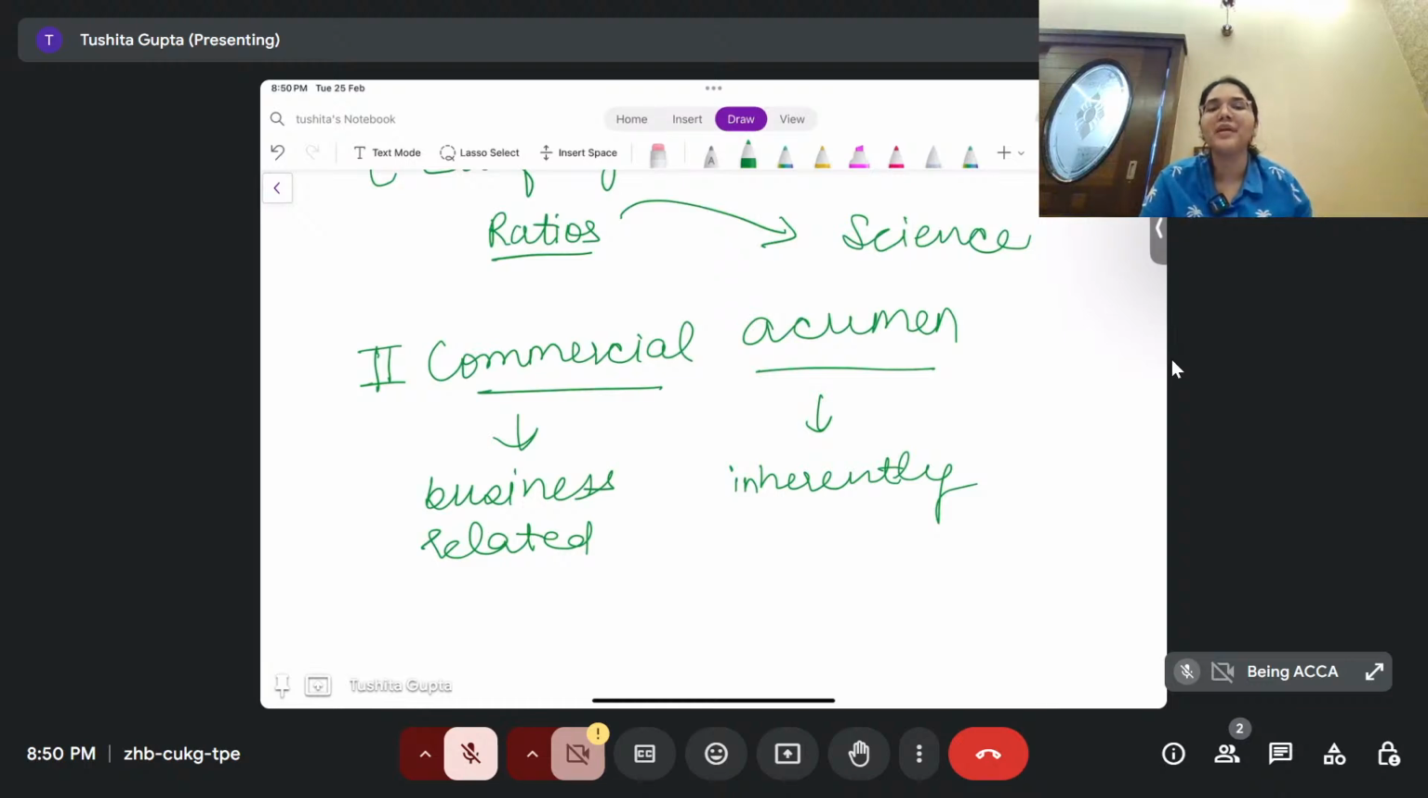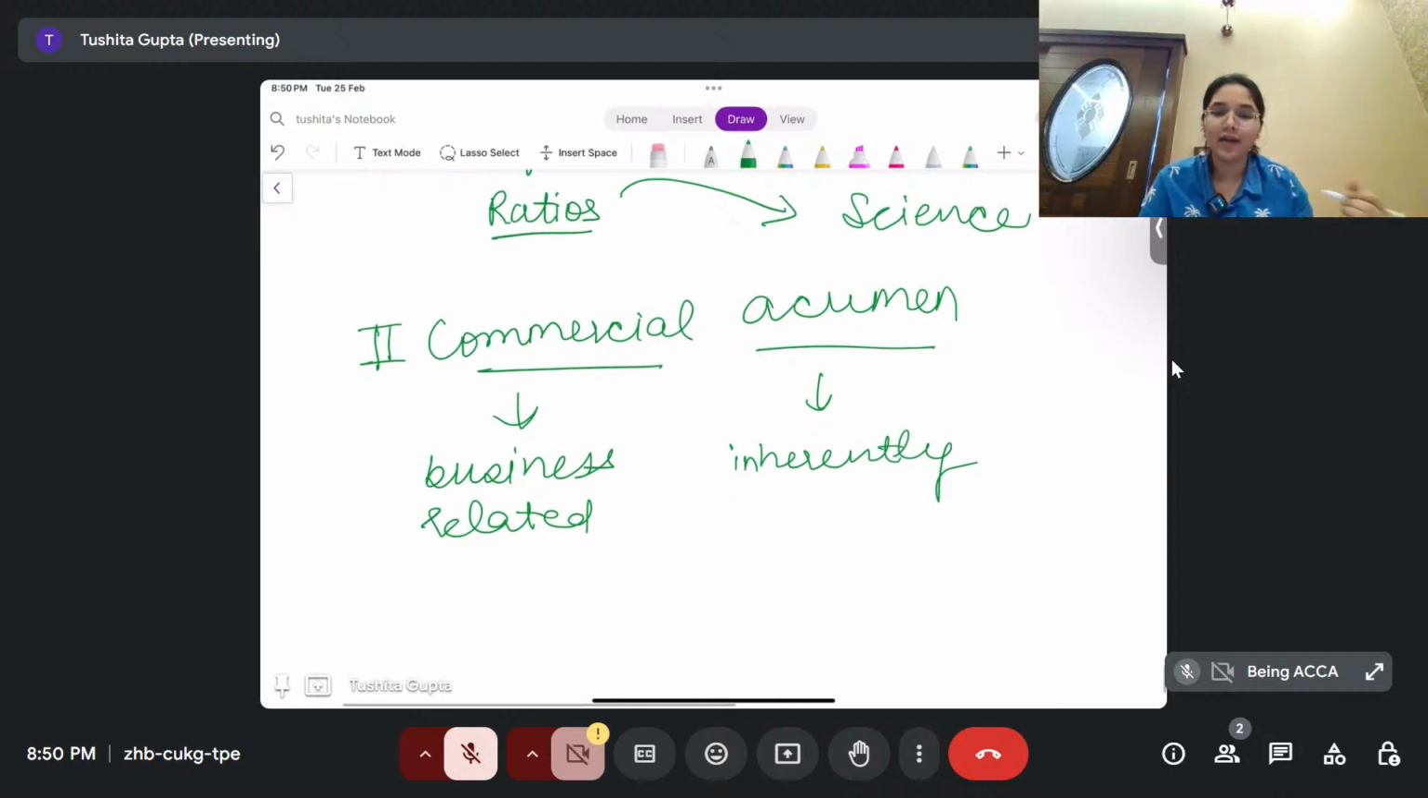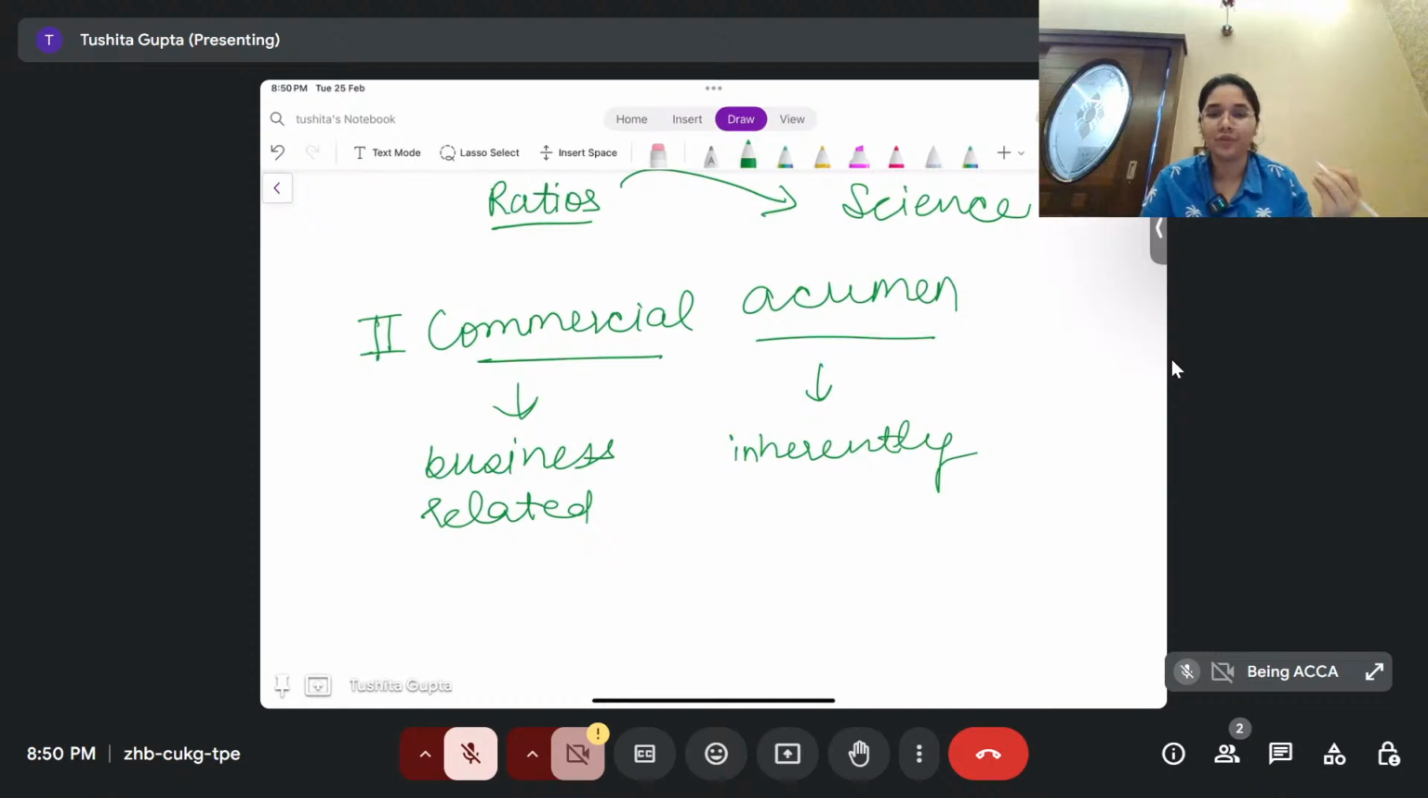So, this is what you mean by commercial acumen. How much do you inherently think about what will happen from a business perspective? Now, there are again three things which you are supposed to take care of if commercial acumen is the verb given to you in your requirements.